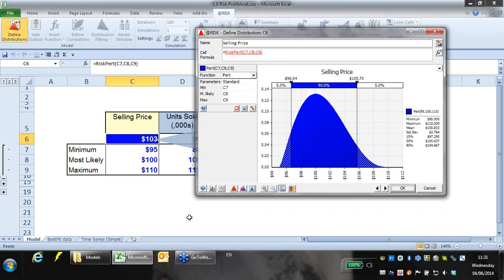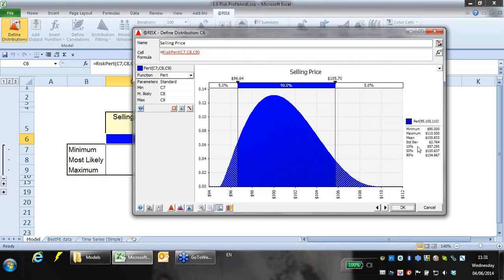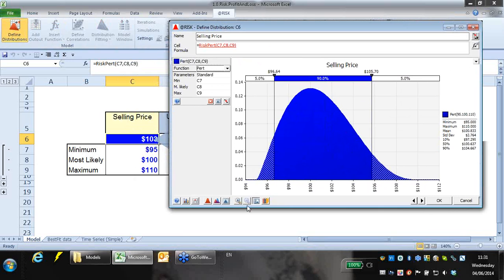So let's talk in some detail about what that actually means. This is a probability distribution. As I said, the minimum is 95, the maximum is 110, and the most likely is this 100 here. When I was hitting the F9 key, @RISK was taking samples, or scenarios you might prefer to term them, from within this distribution, and putting them back into my Excel model. And it generates those scenarios in 2 ways.